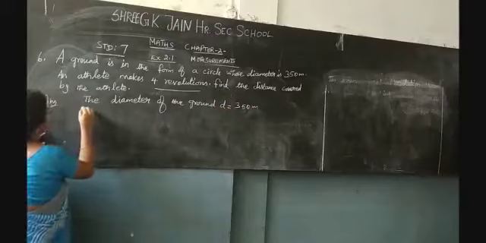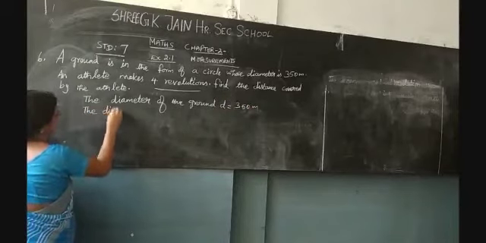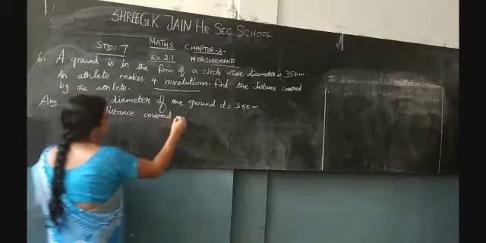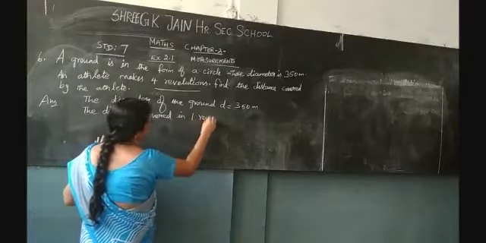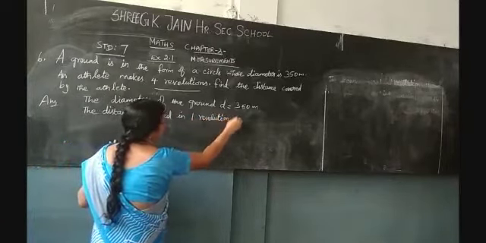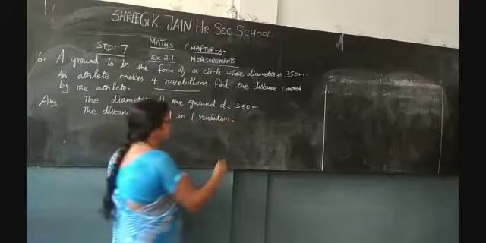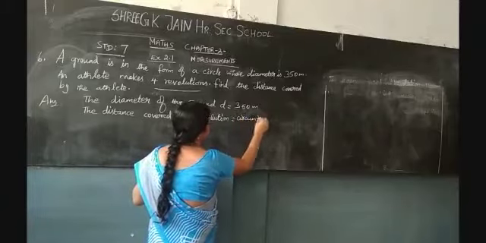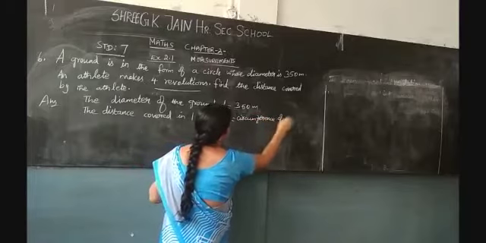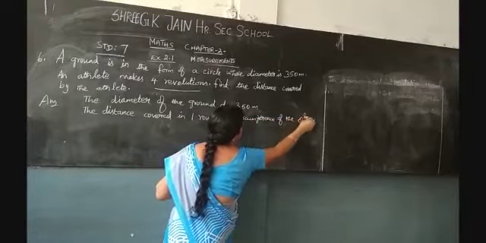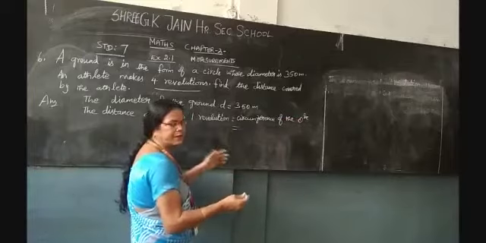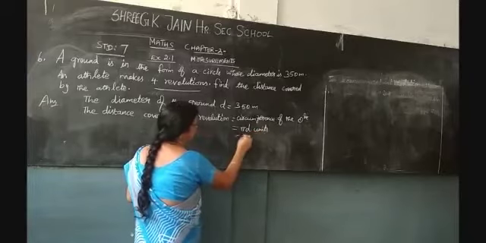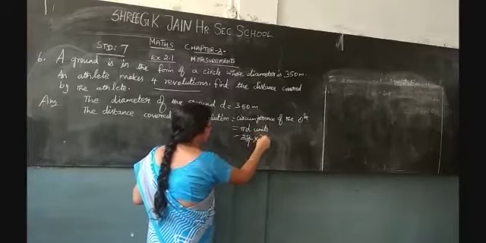Now the distance covered in one revolution. If you find out one revolution, it is easy for you to find 4 revolutions, isn't it? So one revolution is nothing but the circumference of the circle. What is the circumference of the circle? Already you know very well, pi d units. So what is the value of pi? 22 by 7 into 350.